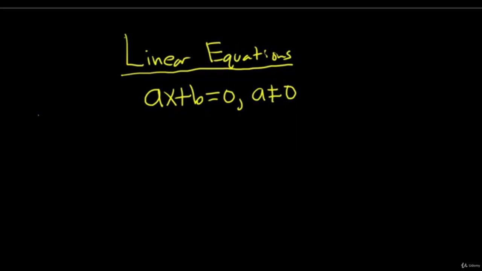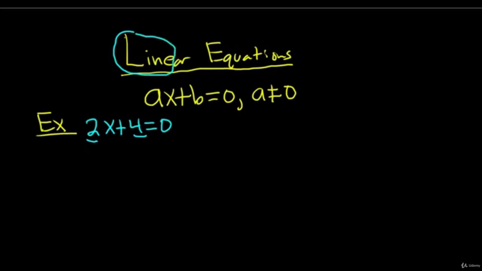Let's look at some examples of linear equations. So one possible example is 2x plus 4 equals 0. So you see here a is 2 and b is 4. That's called a linear equation. If you notice, the word line is hidden in the word linear. And if you call this piece here y and you graph it, you actually do get a line, hence the name linear equations. Another example would be negative 3x plus 2 equals 0, and so on.